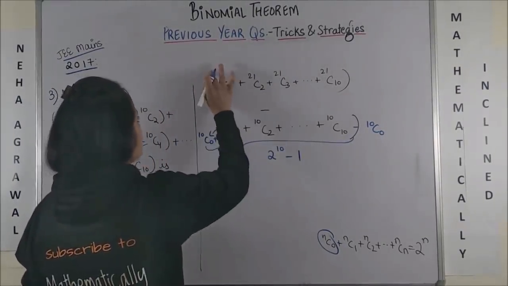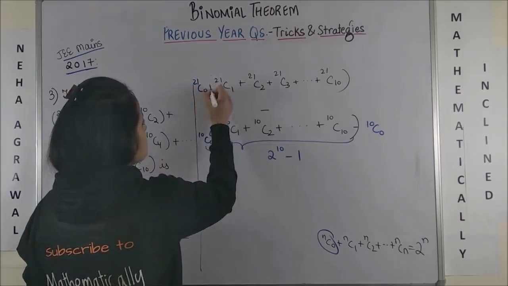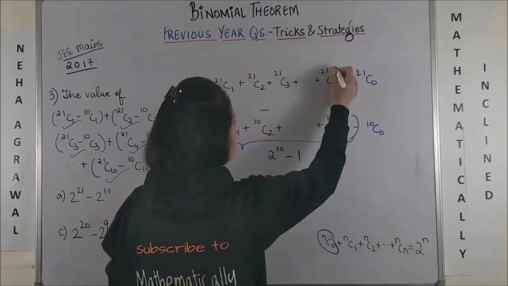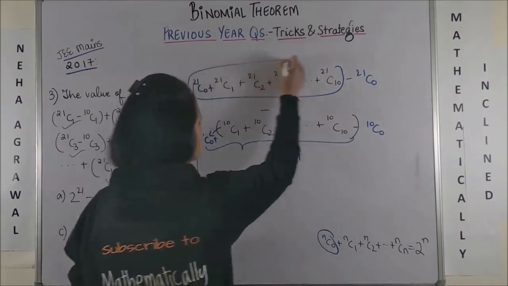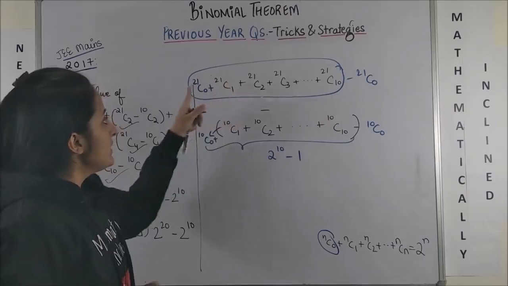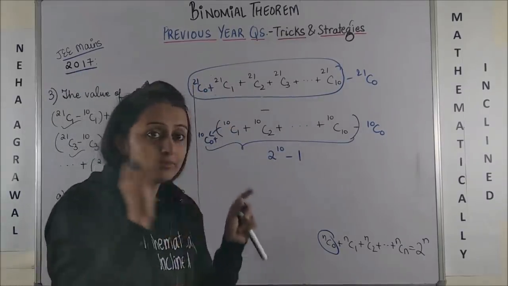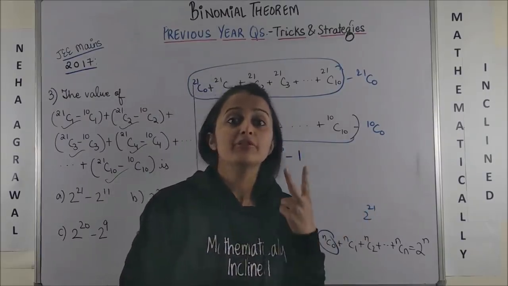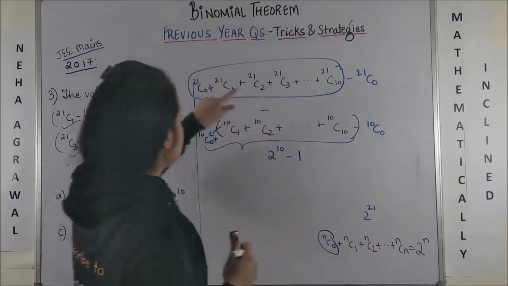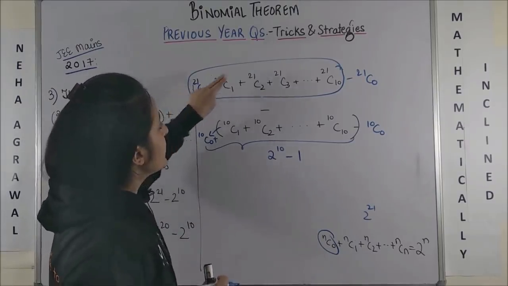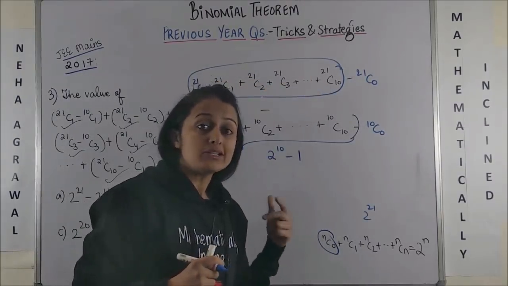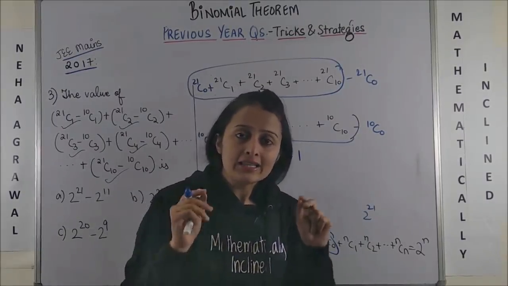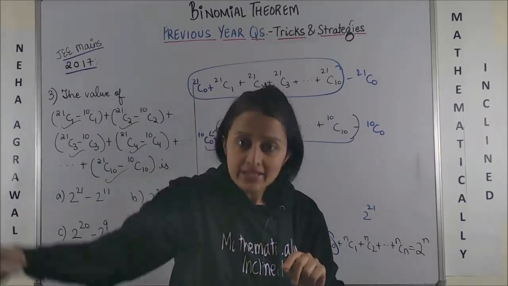If I try to add 21C0 on my own and subtract it, this portion is complete only if I start with 21. So if I am targeting 2 raised to power 21, that means this expansion is going to have 22 terms, right? Now this one, if you count from 21C0 to 21C10, there are only 11 terms. Now, are these 11 the same as the remaining 11?